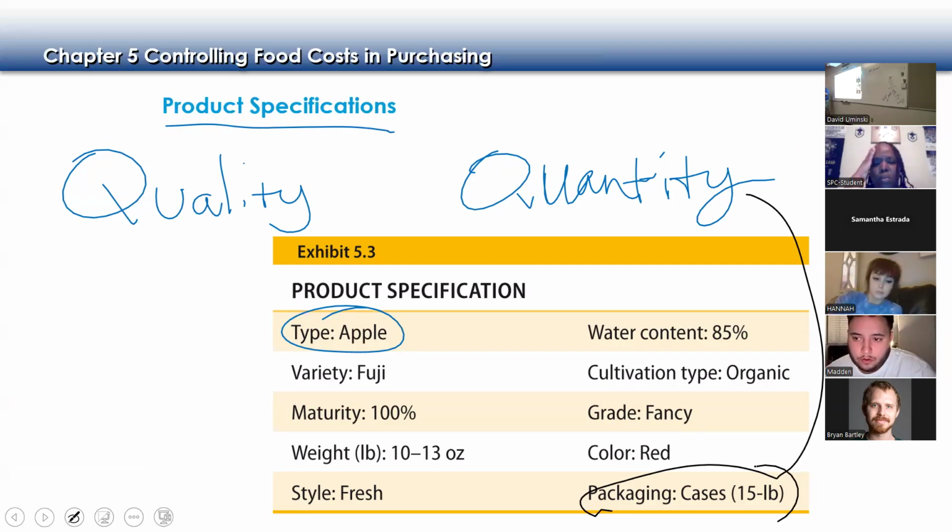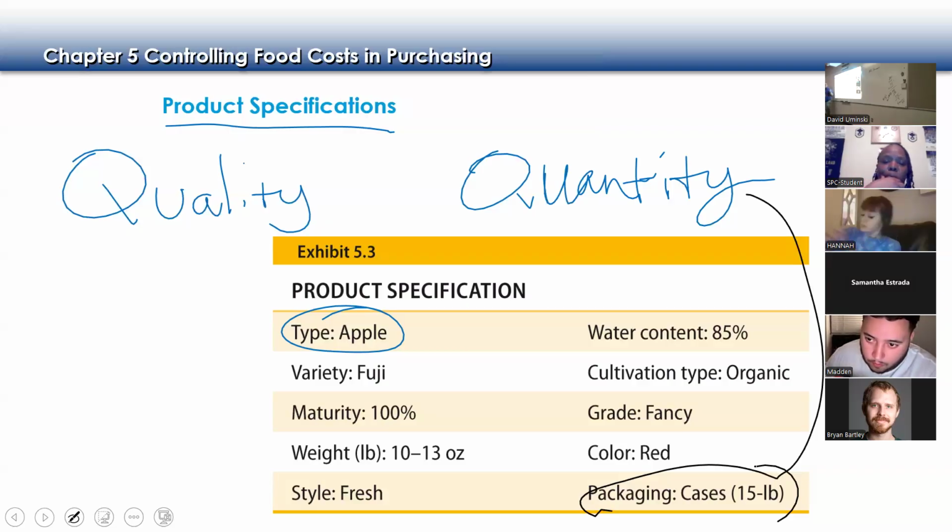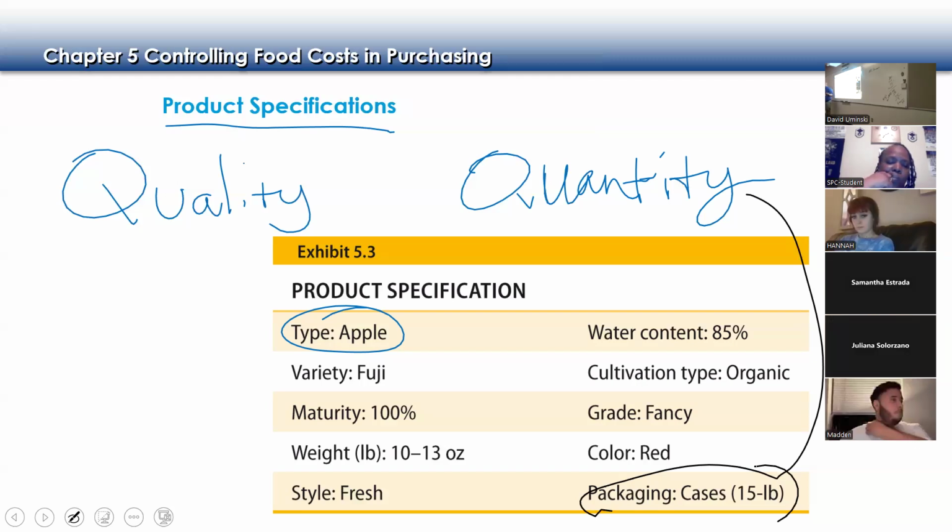Green apples, so Granny Smith. What else? Pink Lady. Honey Crisp, good. Yellow Delicious, Red Delicious. All these different types of apples. There's even Fuji apples, right?